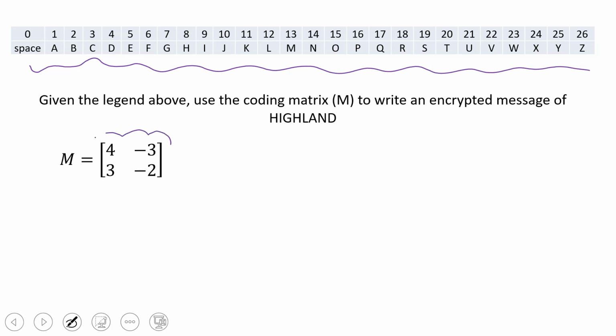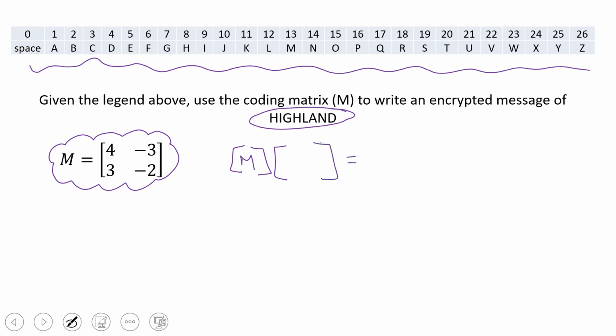We are going to have this be our key, and we want to code the message Highland. So how do we do that? Well, I have to take matrix M times another matrix, and then that's going to create the encrypted. But this is matrix multiplication, so we've really got to work on our dimensions.